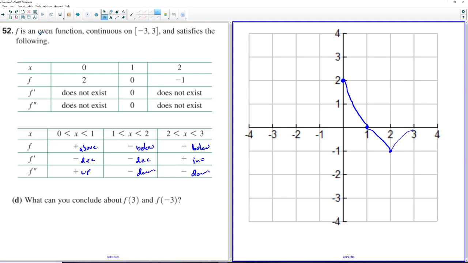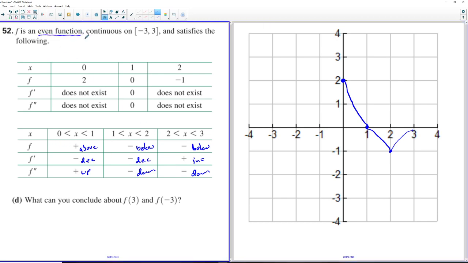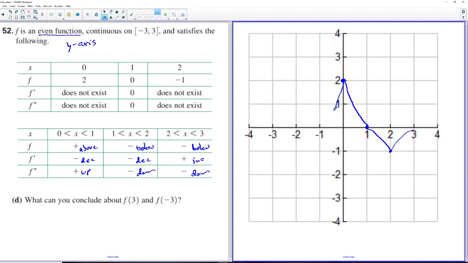Now, if f is an even function, that means this is symmetric over the y-axis. So if we have symmetry, then this should be exactly the same on both sides. And of course, I'm not going to make it look perfect, but I'll get it as close as I can. And so there is the graph from -3 to 3.